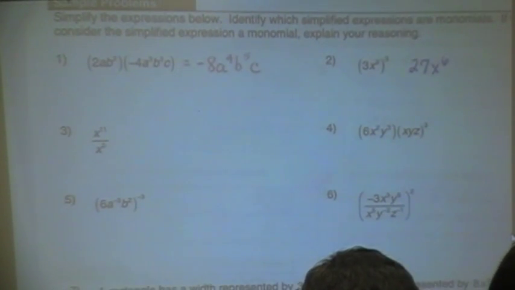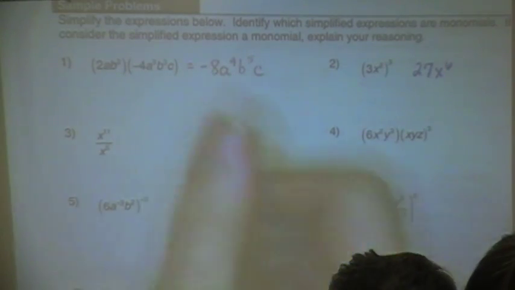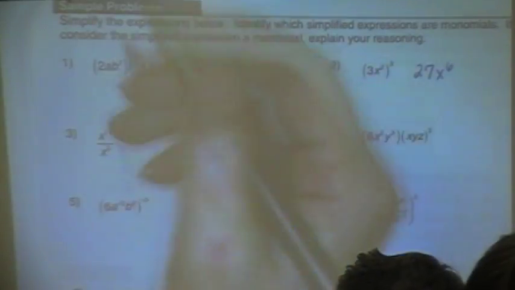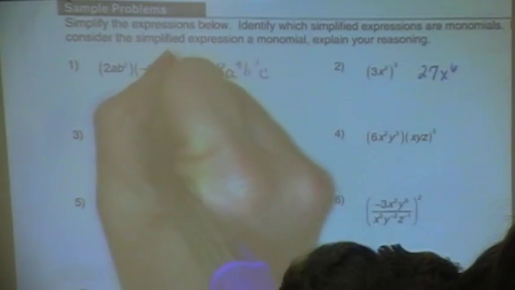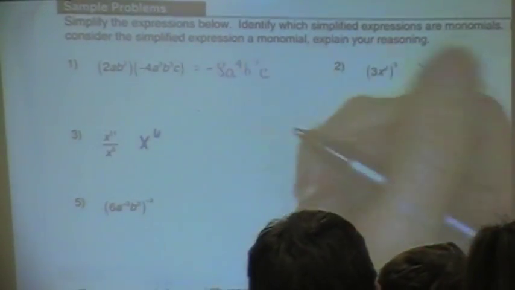Now here's one of those where you could write out 11 x's if you wanted to, and write out and cancel them. Or you could rewrite the base and do what with exponents? Subtract. Good. So 11 minus 5 is 6.